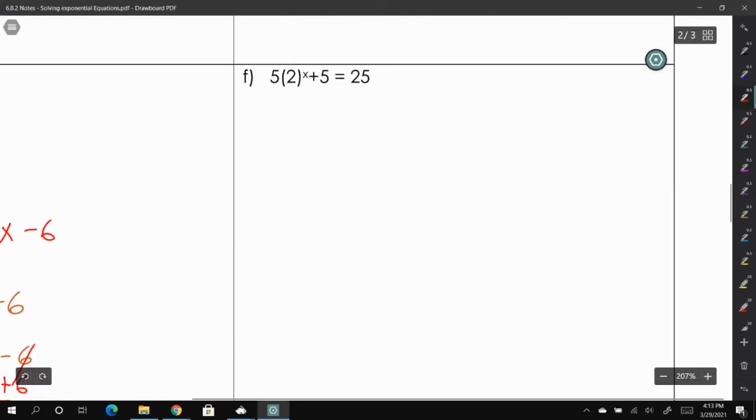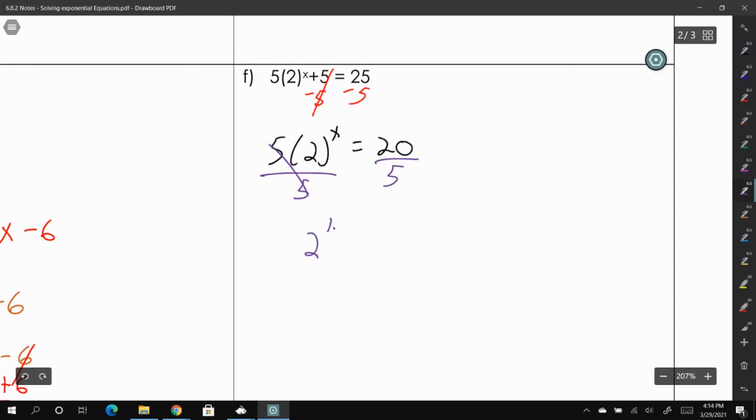Now, letter F, all right, we'll start by subtracting 5 from both sides. And we get 5 times 2 to the x power equals 20. And if we divide both sides by 5, we get 2 to the x power equals 4. And like I was saying earlier, you might be able to look at this and realize, oh, x has got to be 2 because 2 to the second power is 4.